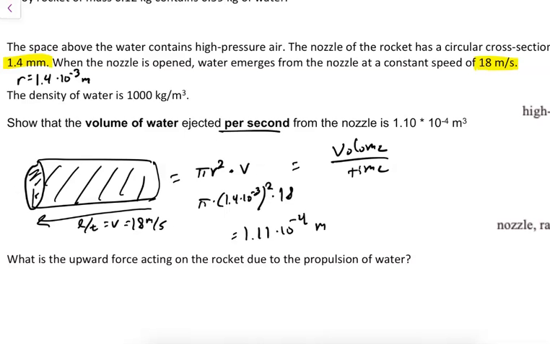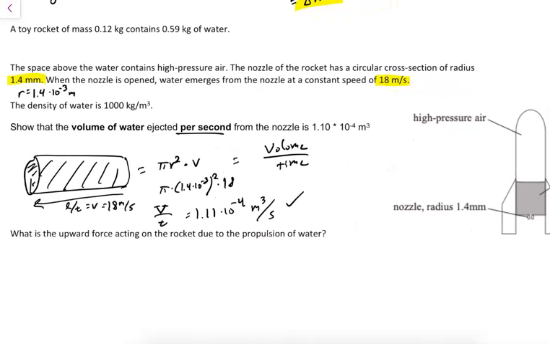And that's meters cubed per second. Right, pi r squared is meters squared, velocity is meters per second, so that's meters cubed per second. And we have our volume per unit time. So I might write volume like that, per unit time.